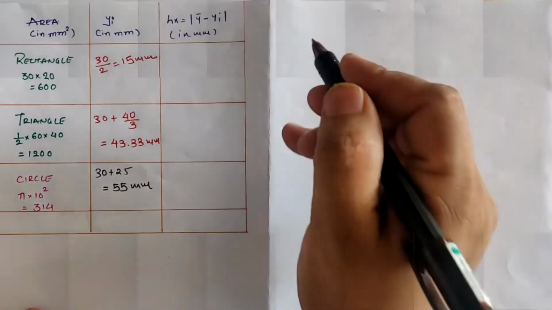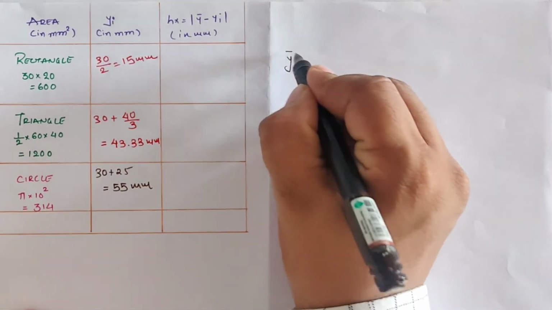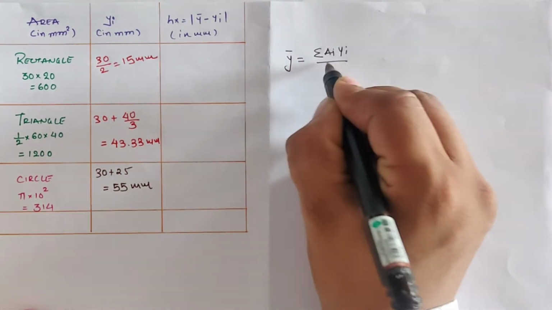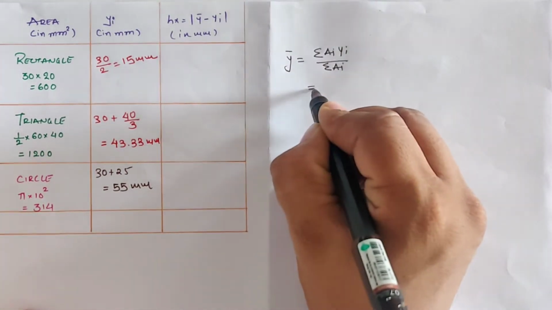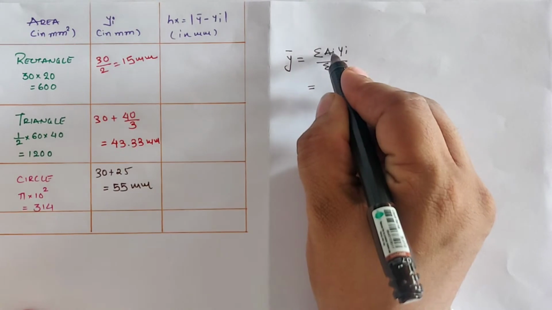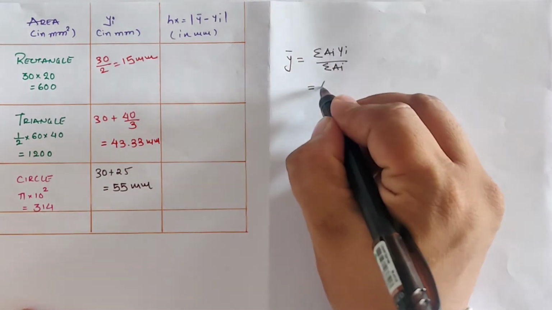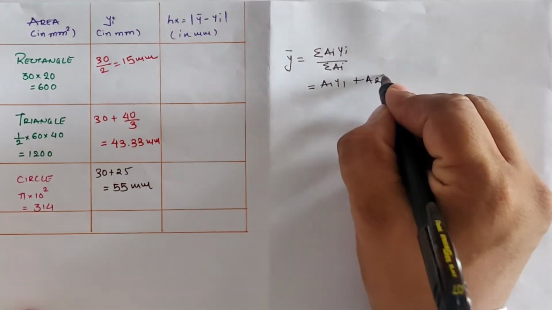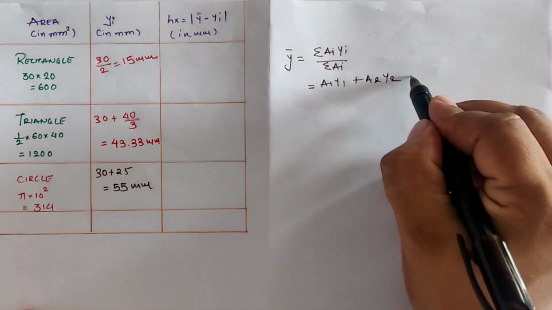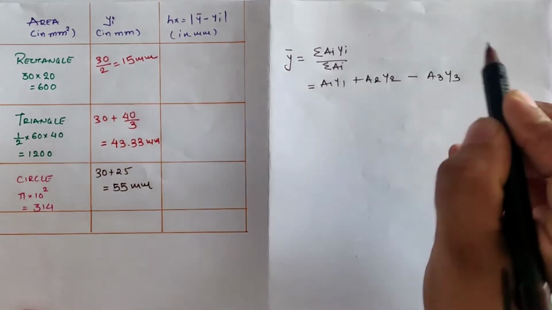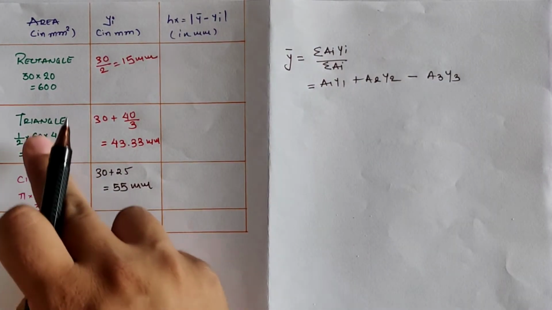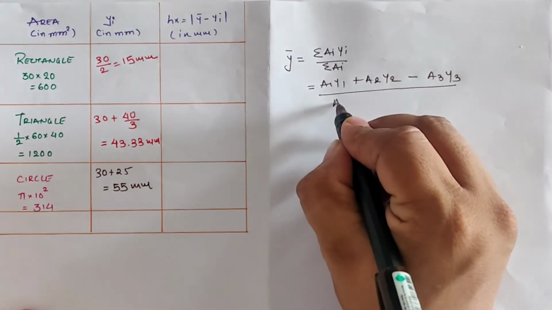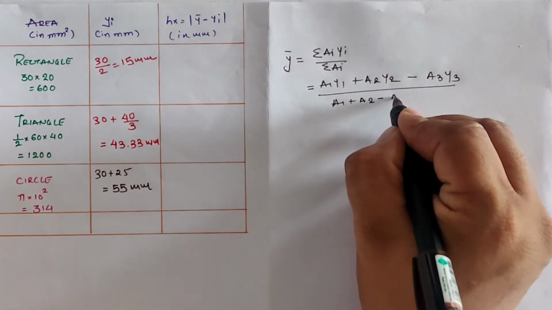As we know, the equation for y bar is equal to sigma ai yi divided by sigma ai. Now for this, the algebraic summation of area into y distance is a1 y1 for the rectangular part, plus a2 y2 for the triangular part, minus a3 y3, as we know that the circular part is deducted from the triangular part, divided by the summation of ai, which is a1 plus a2 minus a3.